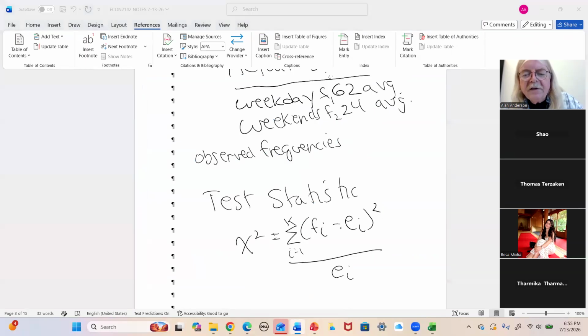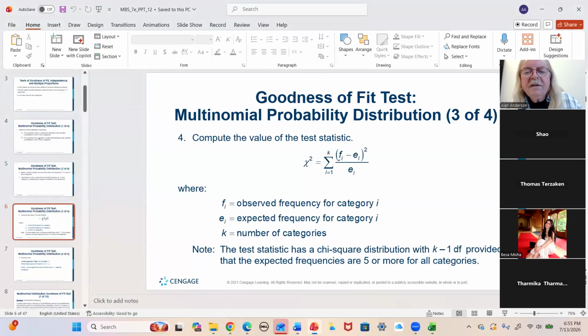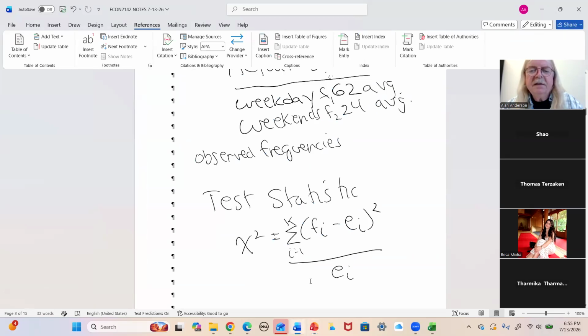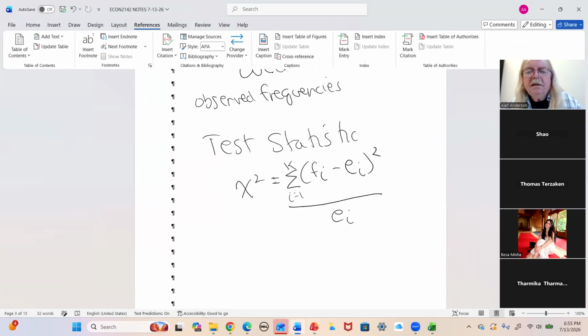So you're summing up the squared differences between the Fs, which are observed or actual, and expected. Square the difference, add them up. Down here, we're dividing by the expected. That's our test statistic. This test statistic has degrees of freedom, or I should say the critical values will have degrees of freedom equal to k minus 1.